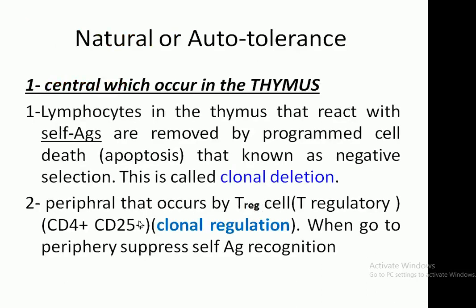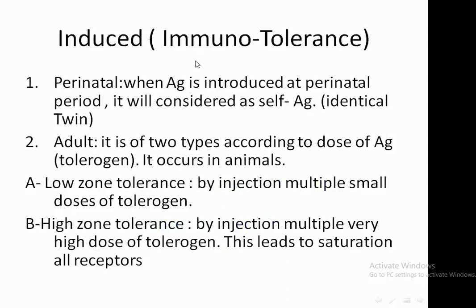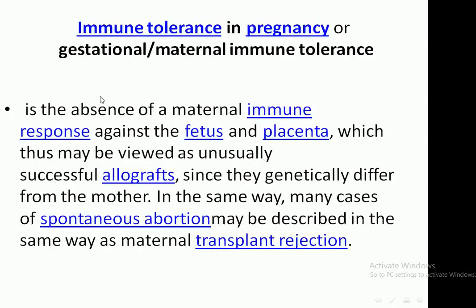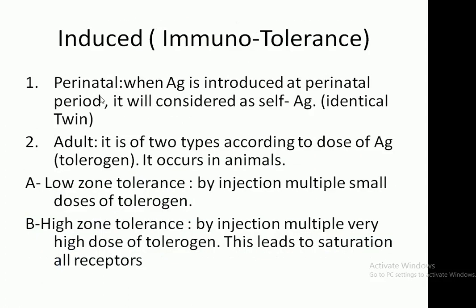The natural type is divided into central, which occurs in the thymus and is achieved by clonal deletion, and peripheral, which is achieved by the T regulatory cells, called clonal regulation. And the induced type is induced in an individual by a person, and it is called immune tolerance, which occurs in the perinatal period, when the antigen is introduced at the perinatal period, and this can be seen in identical twins.